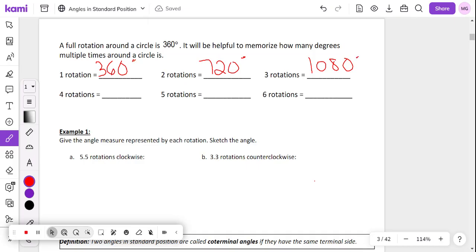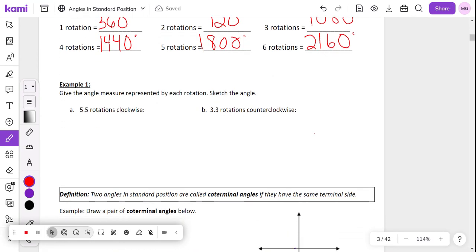So we've got 360, 720, 3 times around a circle would be 1080. 4 times 360, or 4 times around the circle, is 1440. 5 times around the circle is 1800. And 6 times around the circle is 2160 degrees. So definitely numbers you're going to want to memorize. It's going to be helpful for you.